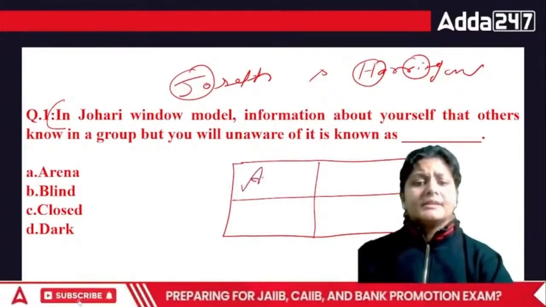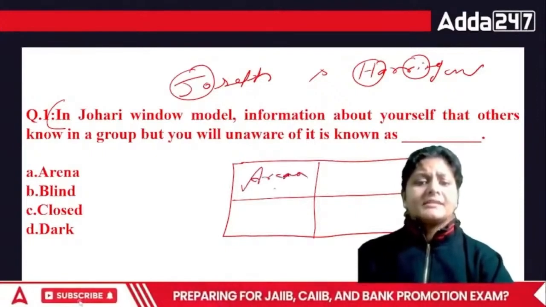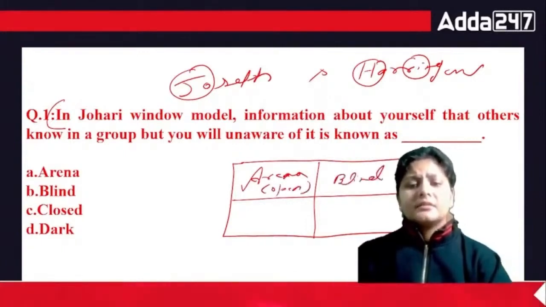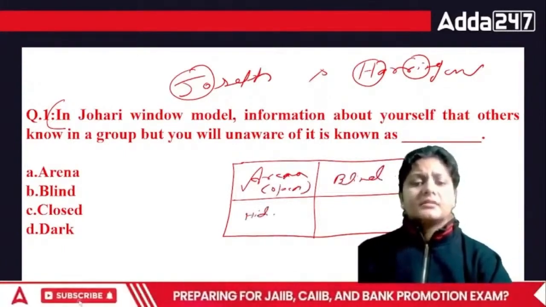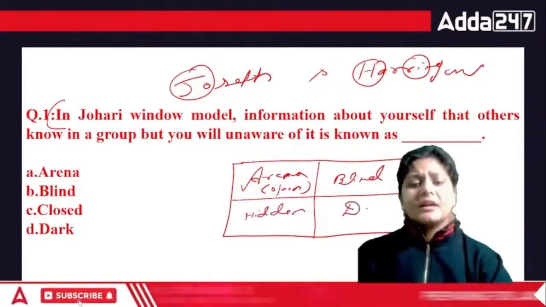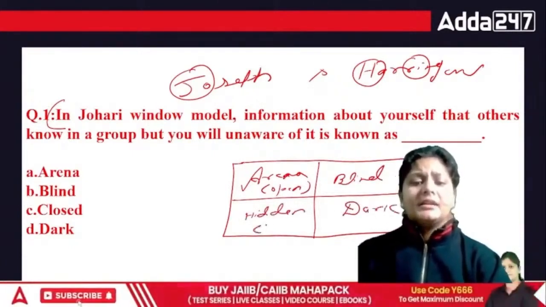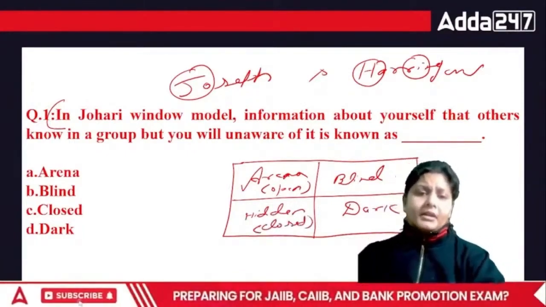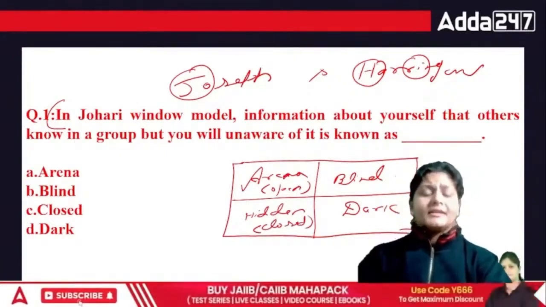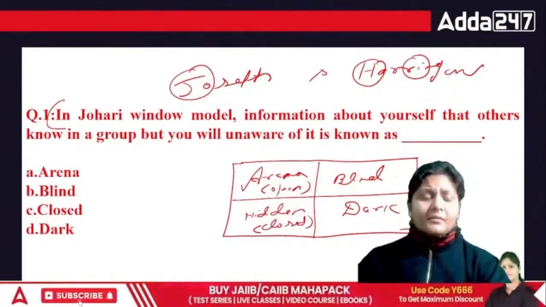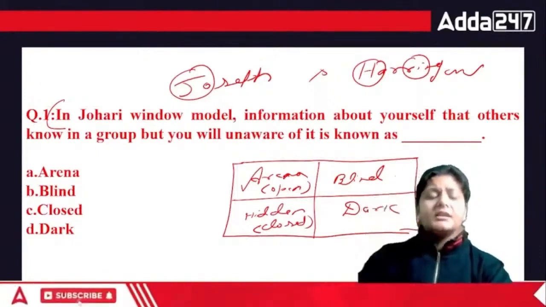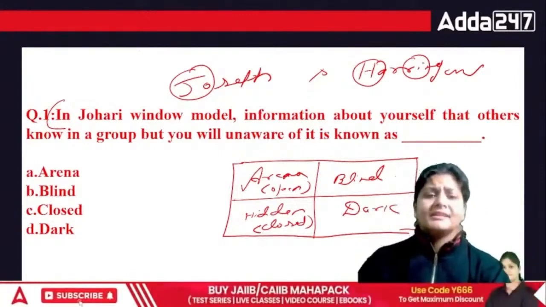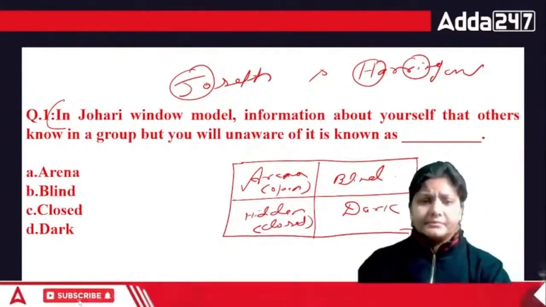Number one is the arena, that means the open quadrant. This one is the blind, this one is the hidden or closed, and this one is the dark. So this is A, B, C and D. The arena is the open quadrant, and the information lying under the arena is known to self and known to others.